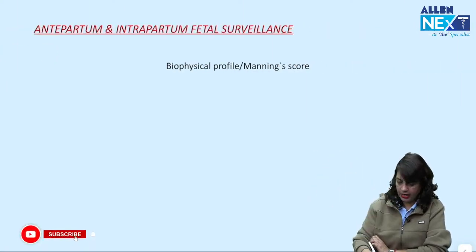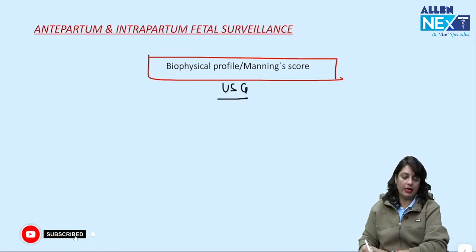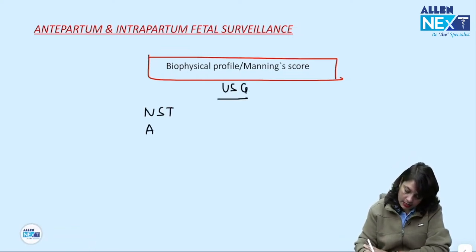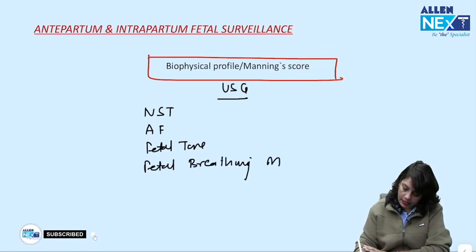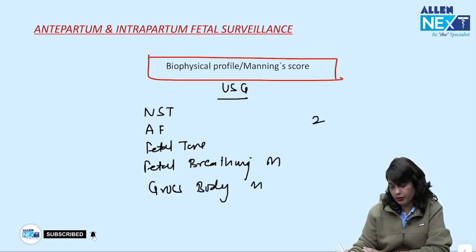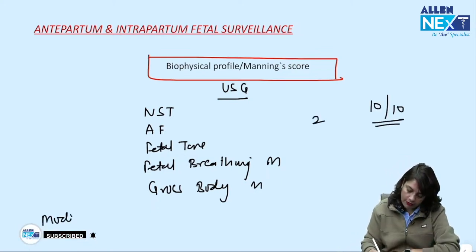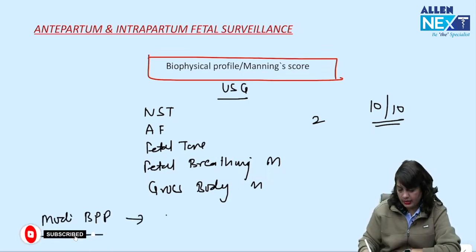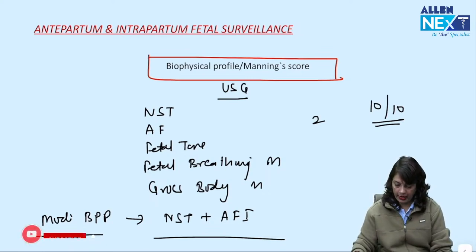Antepartum, intrapartum fetal surveillance: biophysical profile. Biophysical profile is a special ultrasound done in high risk pregnancies. You check non-stress test, amniotic fluid, fetal tone, fetal breathing movement, and gross body movement. To each parameter you give 2 score. Normal score is 10/10. What is modified biophysical profile? It is when you're doing only NST and amniotic fluid index by ultrasound, that is called modified biophysical profile.